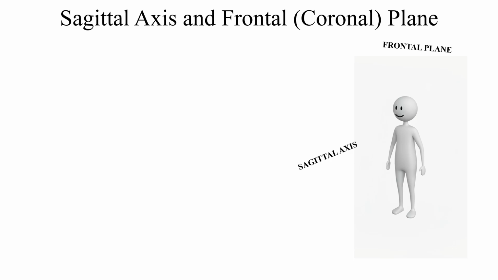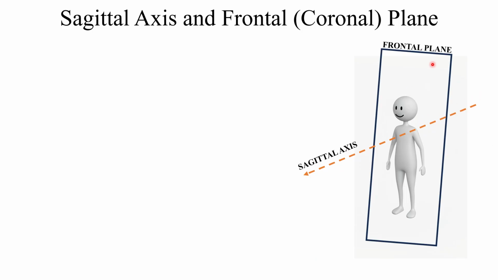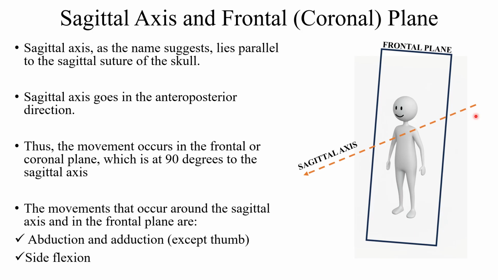Moving ahead, let's discuss sagittal axis and frontal plane. If you see this person, the sagittal axis is the one that goes antero-posterior and the frontal plane is the one that lies mediolateral. Sagittal axis, as the name suggests, goes parallel to the sagittal suture of the skull, which lies here, that divides the brain into the 2 halves, left and right. So it goes in the antero-posterior direction as we've discussed, and 90 degrees to that lies your frontal plane.